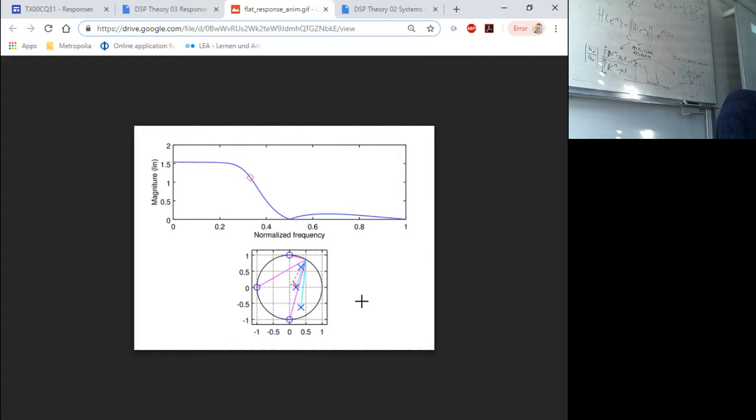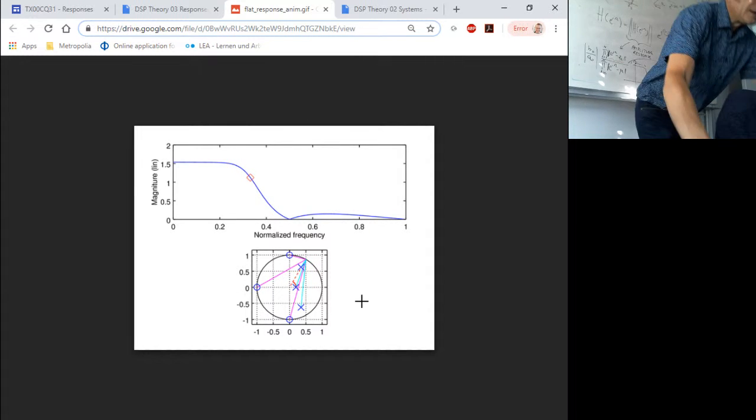I have 3 different zeros here, and I wanted a flat passband response. So I have these points here, similar to what you would have on a Butterworth type of analog filter. It has a flat response. And basically this is just calculating these distances to the numerator roots and distances to the denominator roots. Okay, that works fine.